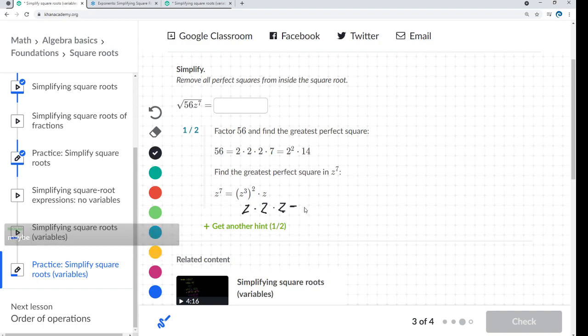So then it becomes Z times Z times Z, but we still have 1 left over, right? And so that's where the last Z comes in. So this is 1, 2, 3, 4, 5, 6, 7. There's our 7 Z's raised to the 7th power, but we've simplified it. Well, I don't know if I would call this simpler. But this is the greatest perfect square within that number configuration, it seems.